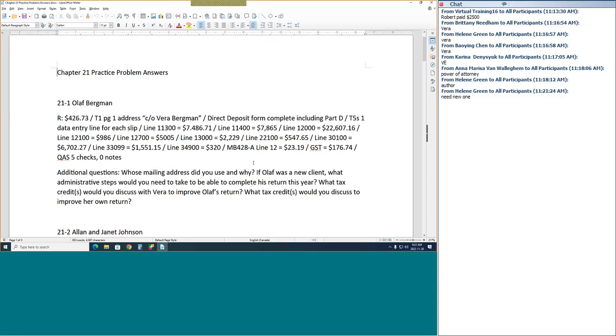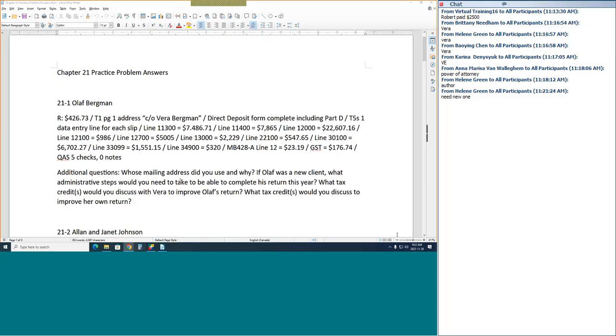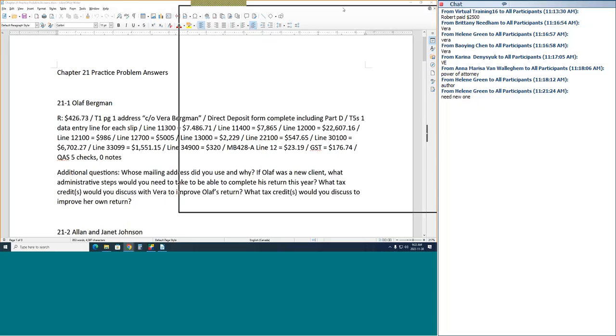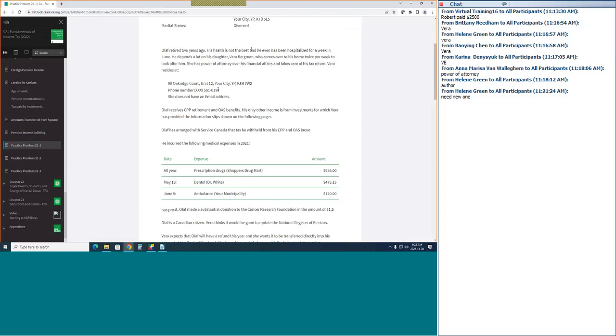Good. What tax credits would you discuss with Vera to improve Olaf's return? So I'm thinking about what she might be applying for in the future based on what we know about their case. So if I go back into the file and I pull up his information, what do we know? His health is not the best. He's been hospitalized for a week. She's coming to his house twice a week to look after him. What might she want to apply for that will benefit him in the future? So we're not thinking about her yet, we're just thinking about him.